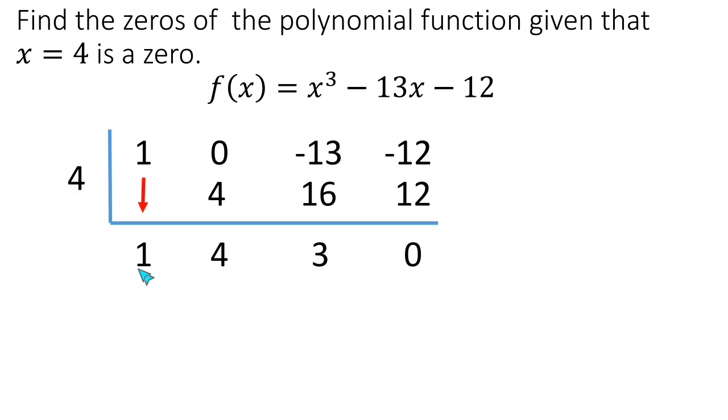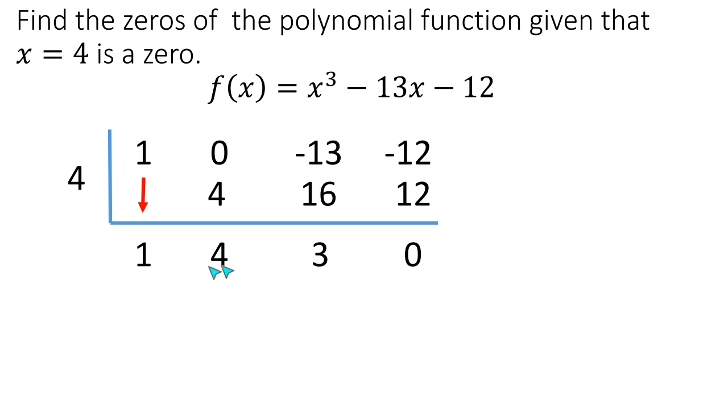Now 4 times 1 is 4. 4 plus 0 is 4. 4 times 4 is 16. Plus negative 13 is 3. 4 times 3 is 12. And if I add, I'm going to get 0. Okay, so why is this important, and how has it helped me find the rest of the zeros?